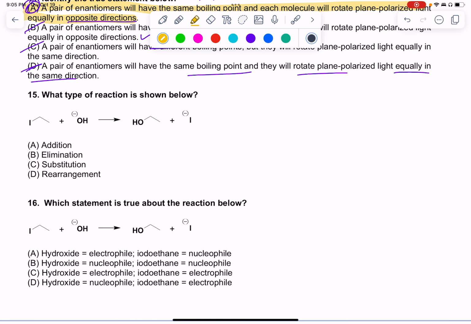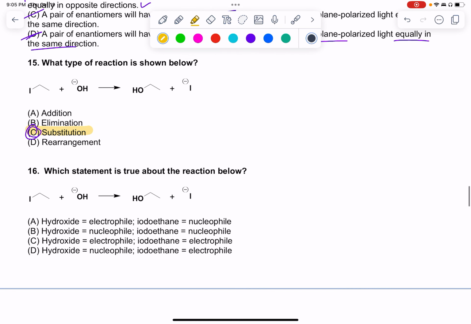All right, what type of reaction is shown below? Well, we have iodine attached here, and then we have OH attached here. So something has swapped places. These have literally swapped places on both sides. They're in opposite places. So this has to be a substitution reaction. Yeah, it's substitution, because this and this are literally in different places. I hope that one's pretty straightforward.